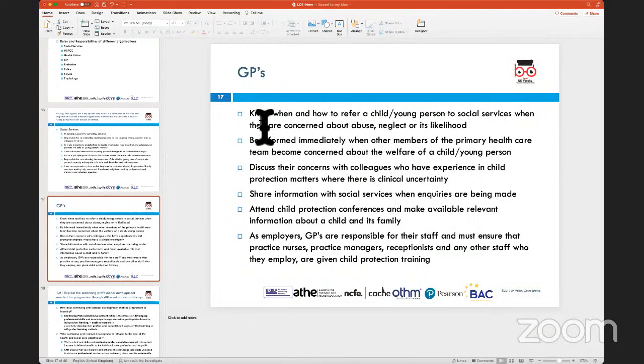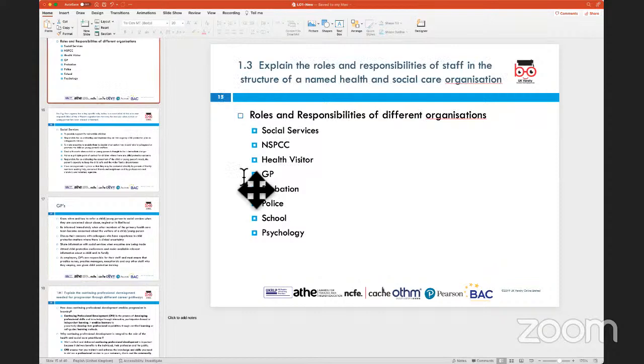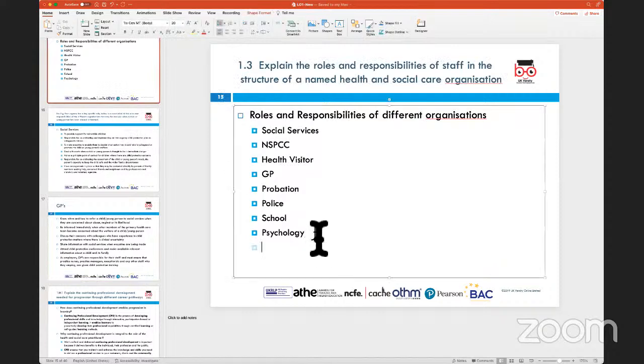Others we could look at are nurses, for example. We look at healthcare assistants. I have only looked at maybe a few here. I could add, for example, healthcare assistants, or in general, say healthcare workers. I could write nurses. We could think of any role that you feel is suitable.